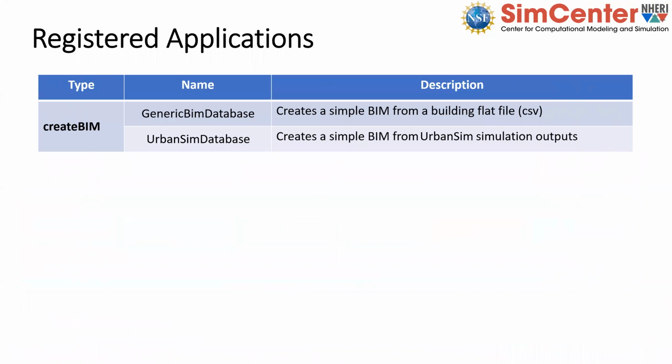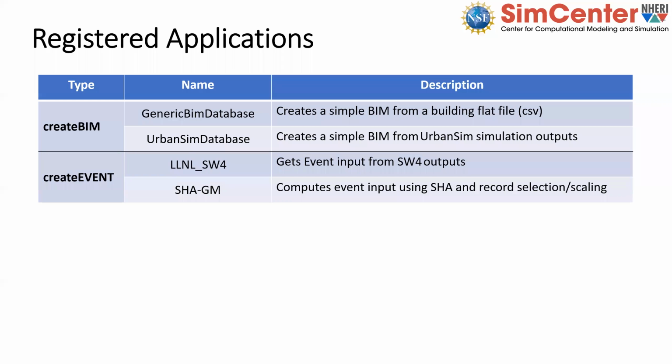If we talk about a create BIM application, we have 2 different implementations that we provide with the workflow. One of them is the generate BIM database, and the other one is Urban Sim database. The first one uses just a simple flat file to define the building database, and the Urban Sim database takes building information from Urban Sim simulation outputs. We'll talk about each one of these applications in detail, but I just wanted to give you an overview of the list of current applications that are registered with the workflow.